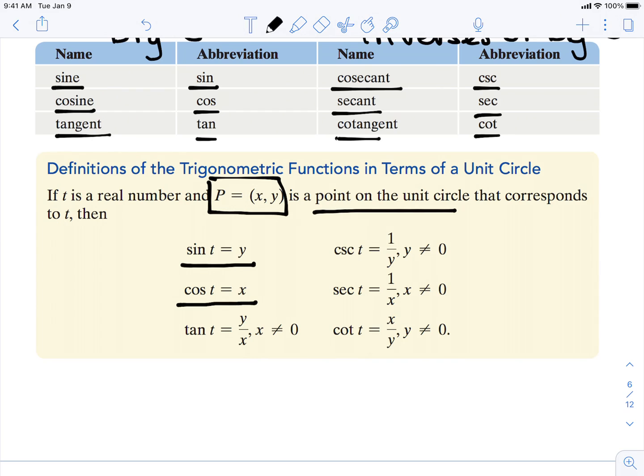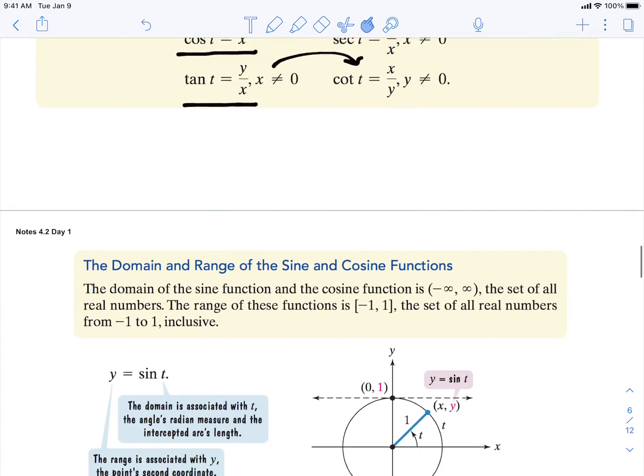To find tangent, you divide y over x. Now the next 3 are the inverses of the sine, cosine, and tangent. We call these the cosecant, secant, and cotangent.